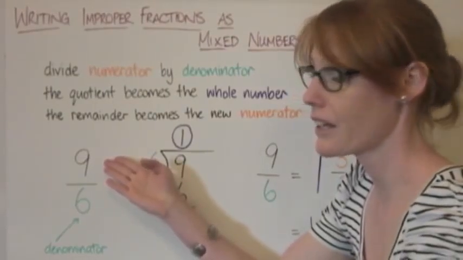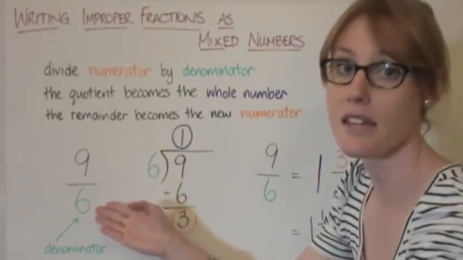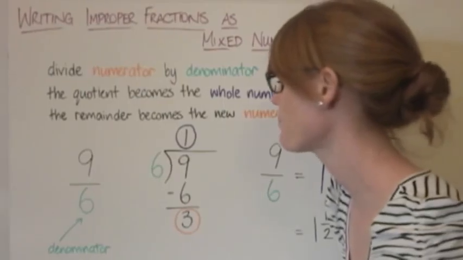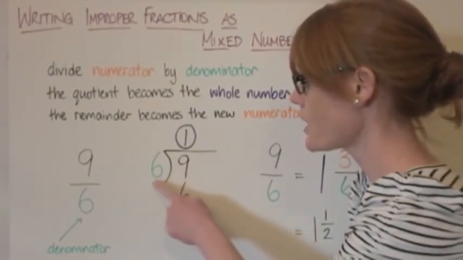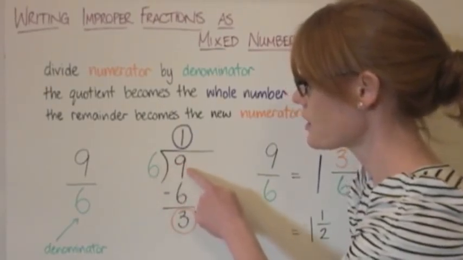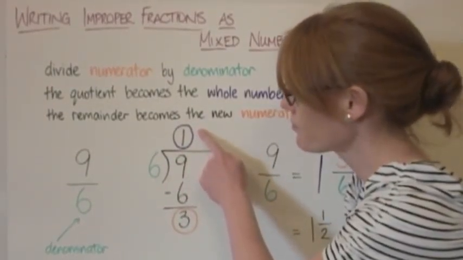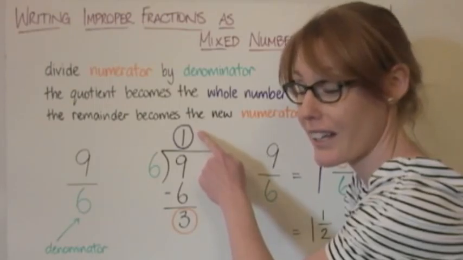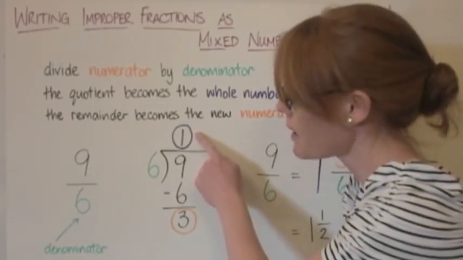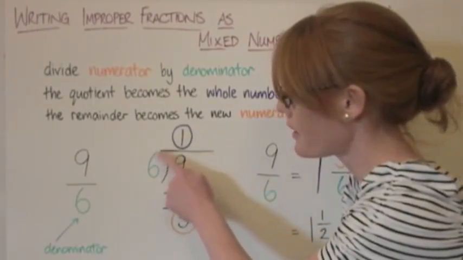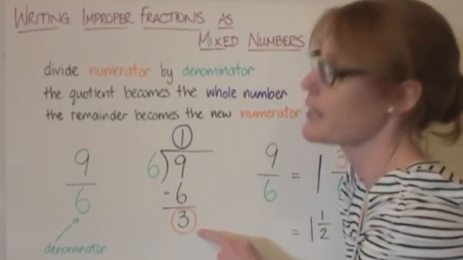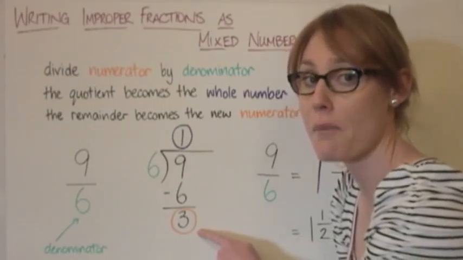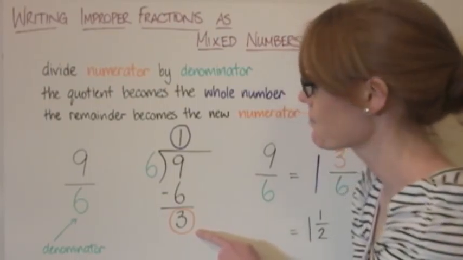So it's like saying 9 divided by 6. So let's do that. 9 divided by 6. Well, 6 can fit into 9 one whole time. So that's why 1, our quotient, represents the whole number. As we multiply then, 1 times 6 is 6. Subtract. 9 take 6 is 3. 3 is our remainder, and that becomes the new numerator.